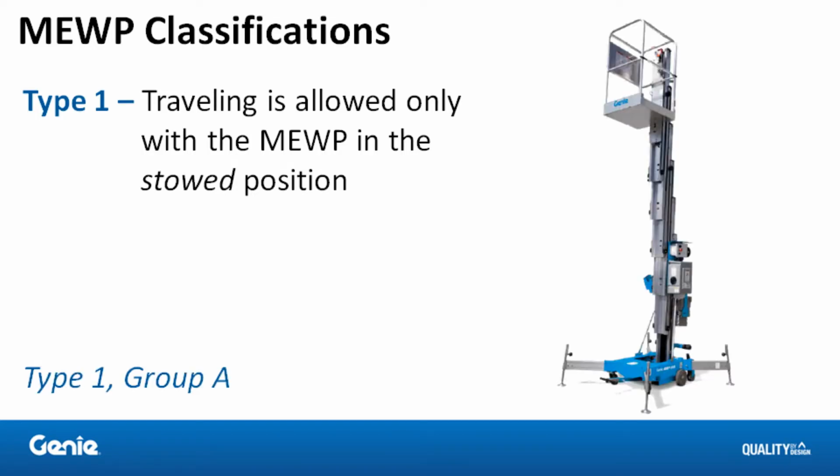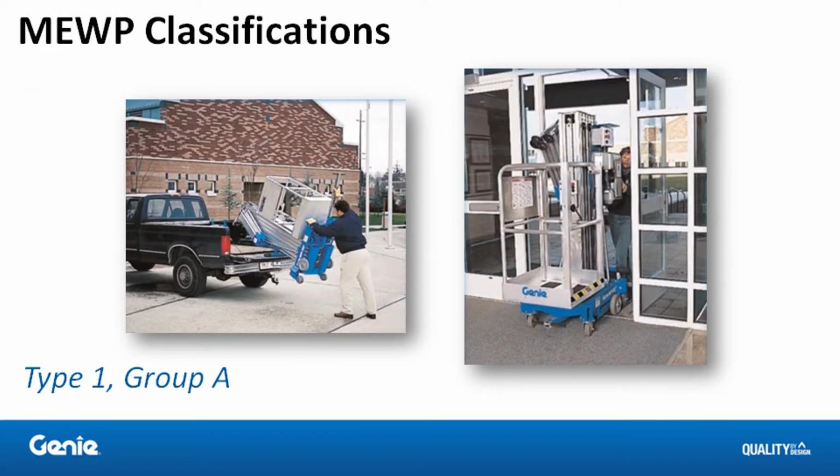a great example of a Type 1 Group A machine would be manually propelled vertical lifts. The platform never extends beyond the tipping line, and the machine is designed to only be moved with the platform in the stowed position. Type 1 Group A MEWPs are the least expensive and most basic personnel lifts.